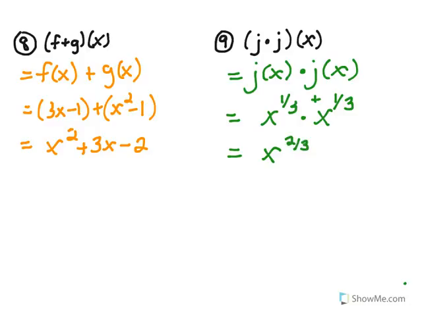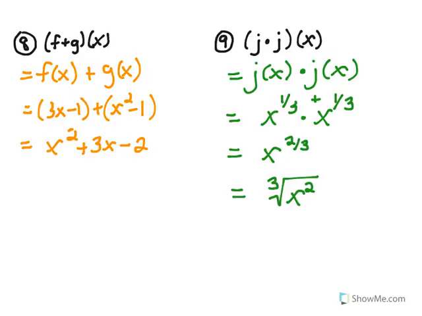Now remember, you cannot leave fractional exponents in your final answer, so what you need to do is convert this into a radical. Is the index going to be the 2 or the 3? If you said the index is 3, you're correct. The index is always the denominator in the fractional exponent. That means I have x squared on the inside. So there's my answer for j times j of x.